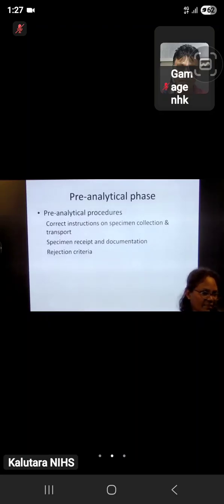In pre-analytical phase, as I mentioned earlier, correct instructions on specimen collection and transport, specimen receipt and documentation. So when you receive the sample, documentation is very important because you have to record all those specimens in a book. It may be hard copy or later it may be a soft copy. And then here the rejection criteria is also important. You have to establish very clear rejection criteria. This is about pre-analytical phase.